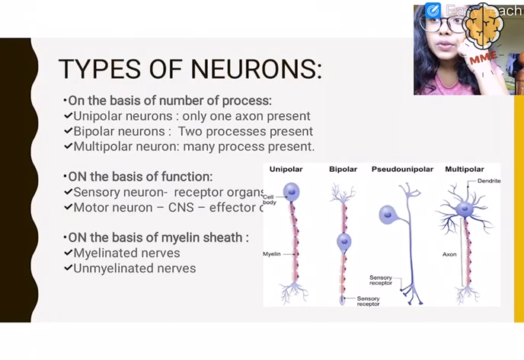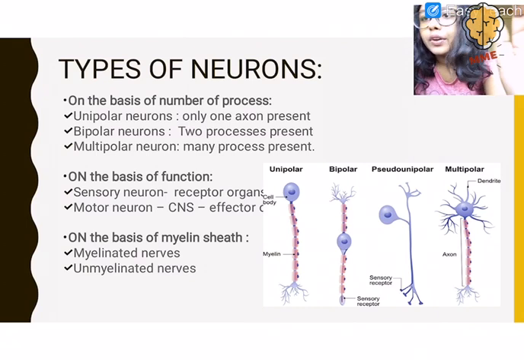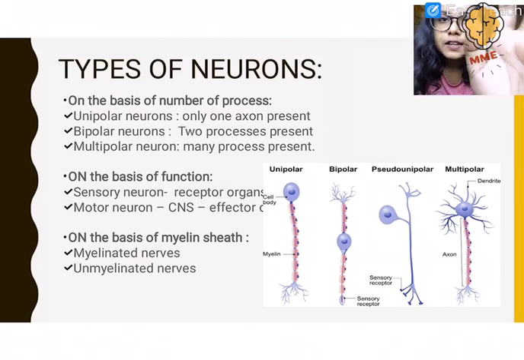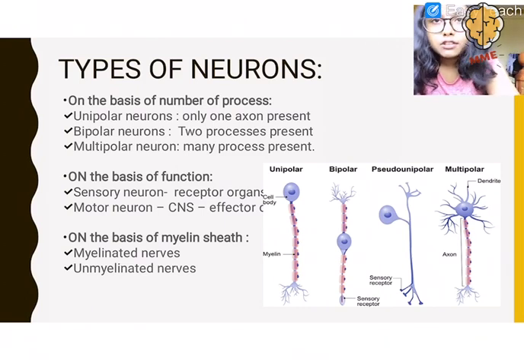Coming to types of neurons on the basis of the number of processes: if only one axon is present, then it is a unipolar neuron. If two processes are present, it is a bipolar neuron. Many processes make a multipolar neuron. The processes here can be dendrites or axons, both. Both are processes of the neuron.